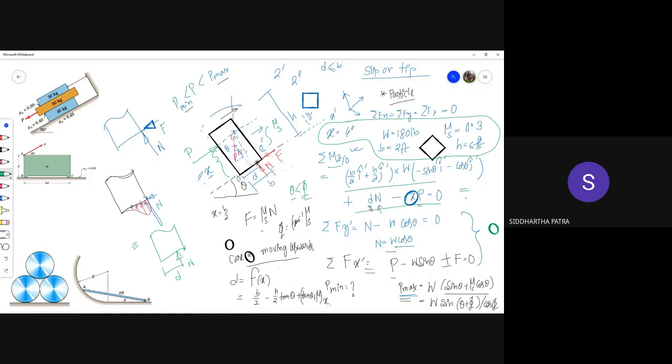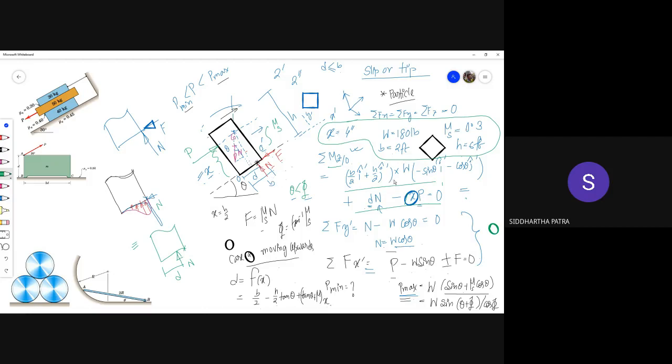Okay. So what you can do is get the value of P required to cause sliding, plug that for a given x into the moment equation and get the value of d. If d turns out to be higher than b, then before having sliding it will topple. And if d is less than b, then it is okay.